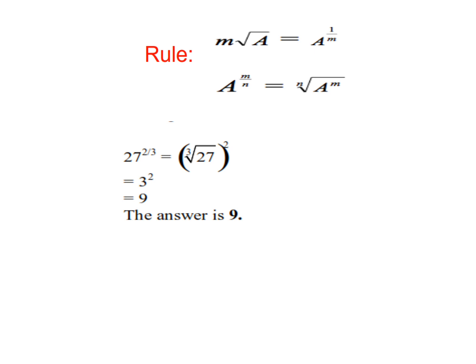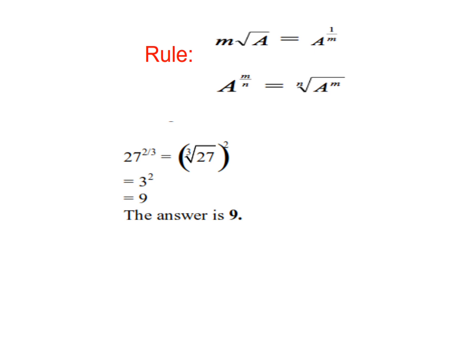Now again I have given for you one more example, that is 27 to the power of 2 over 3. Now here you can see the fractional power is 2 over 3 and the bottom of the fractional power is 3. That represents the type of root. That means it has to be cube root of 27. And the numerator of the fractional power is 2. That represents the power of the whole term. So you can rewrite 27 to the power of 2 over 3 as cube root of 27, the whole to the power of 2.